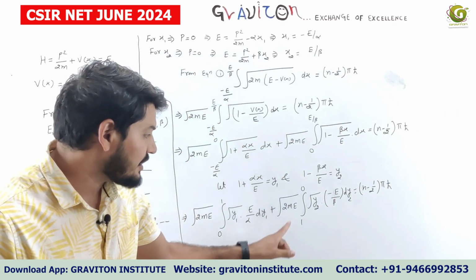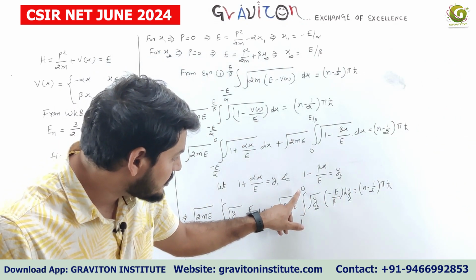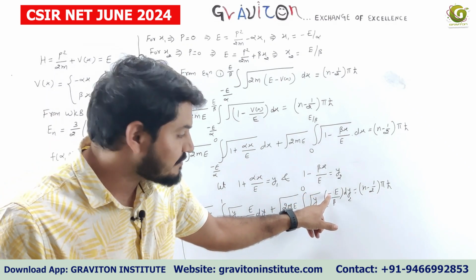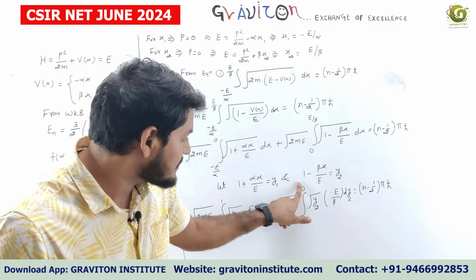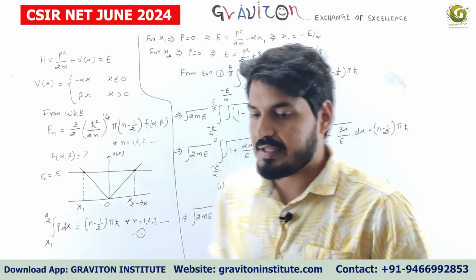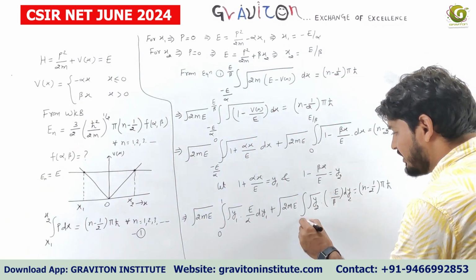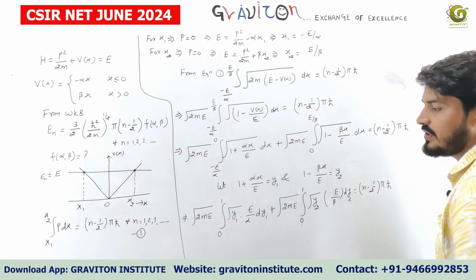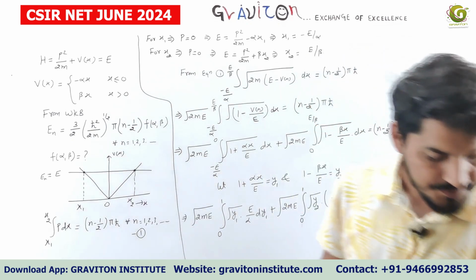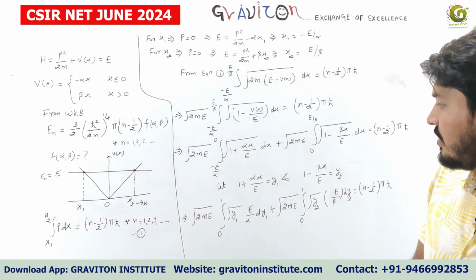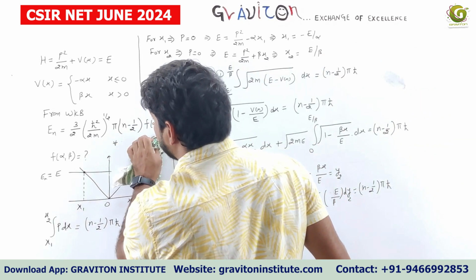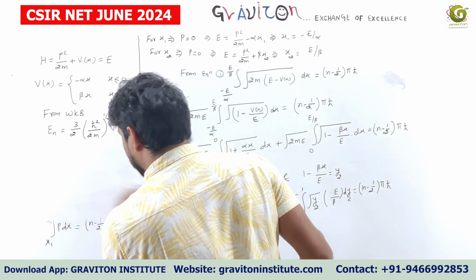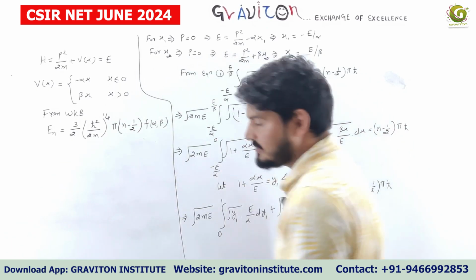Now see this one carefully. This limit is from 1 to 0, and here we have this minus sign. So I will remove this minus sign and change this limit. This is simple mathematics. I will change the limit from 0 to 1 by removing this minus sign. Fine. Now let's see what we will get. I'm just writing here.